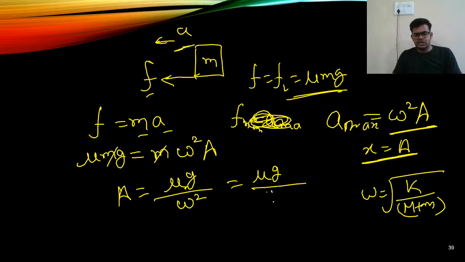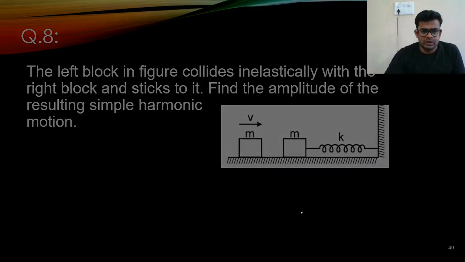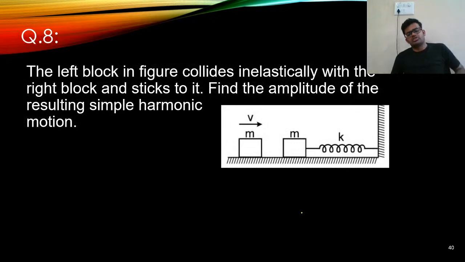So we'll get under root k, and here we'll get omega square, so no under root. There will be directly k upon M plus small m. So this answer we will get: mu g into M plus m divided by k. This is the final answer we are getting for the third question. I think you are getting it. Let's move to the next question. Very, very simple.